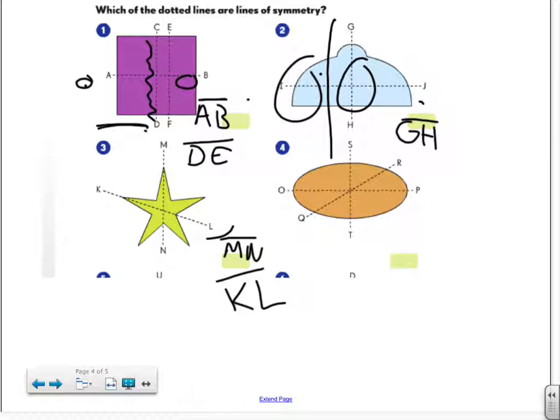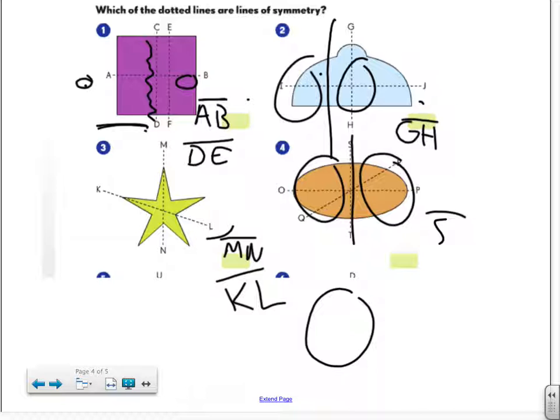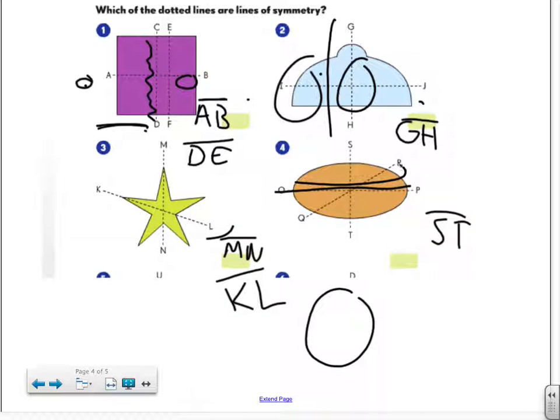The last one is an oval, which is not like a circle, which has an infinite amount of lines because it's the same on each side. This is an oval, and it's a little different because one side is shorter and one side's longer. If I look at line ST, I know that that is symmetrical because this side would cover this side exactly. If I look at the next one, let's do line OP right here. That is also symmetrical because the top half would line up perfectly with the bottom half. And then the last one is QR.